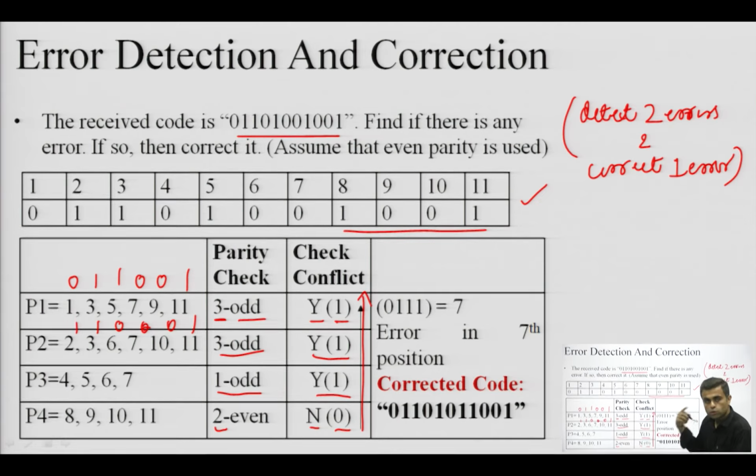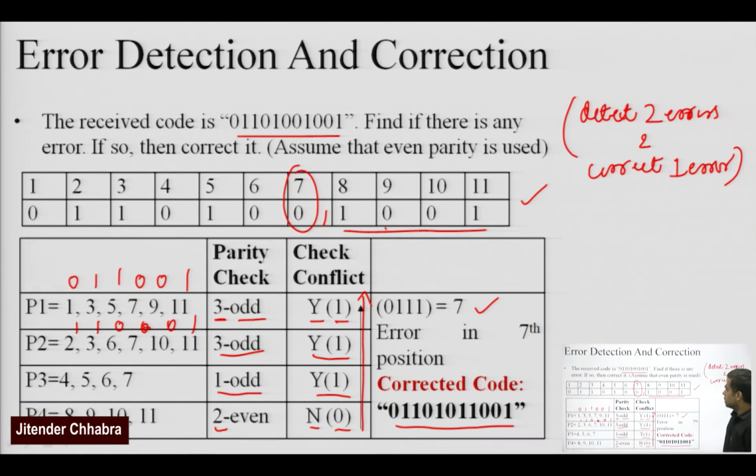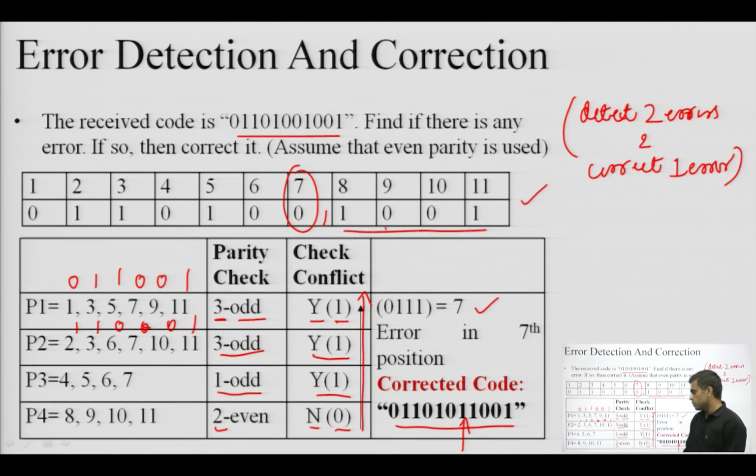When this 0 1 1 is converted into decimal, I get 7. So, this shows that there is an error in the 7th position. If I complement this 7th position, that means this 0 is replaced by 1, I get my corrected code. As you can see, I have just replaced this 7th position 1001, 1001, this is replaced by this 1. I have complemented this to get the corrected code. So, in this way Hamming code can be used for error detection and correction.